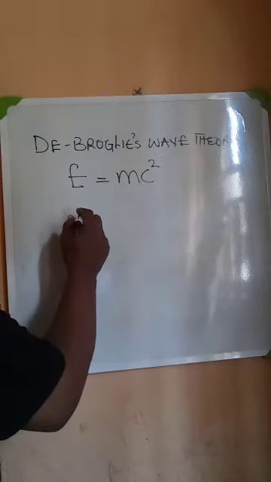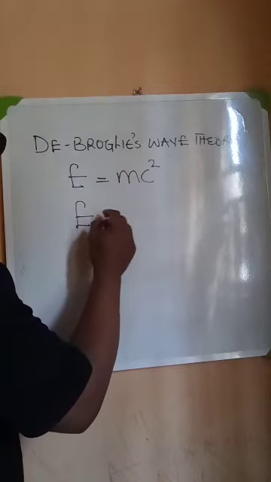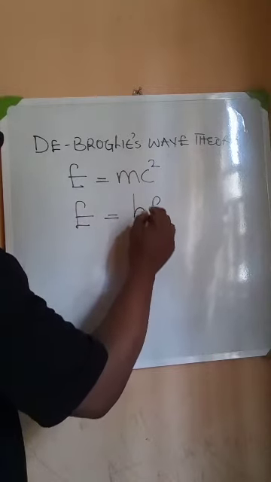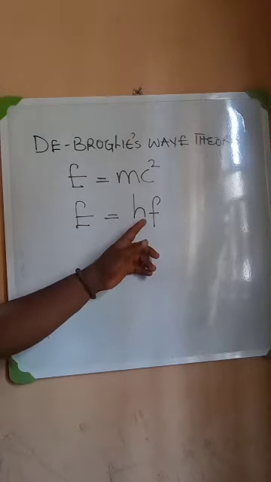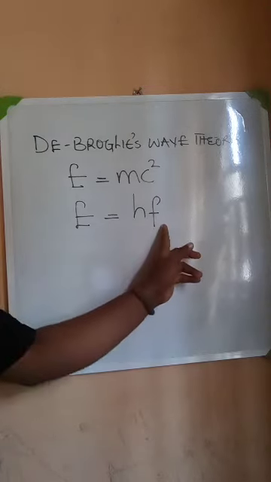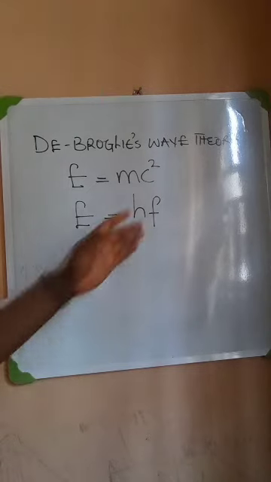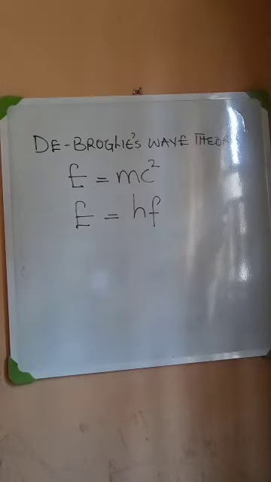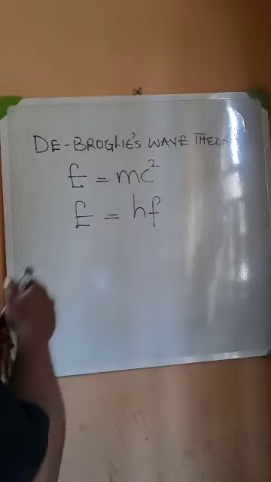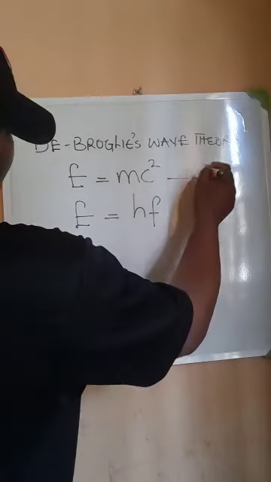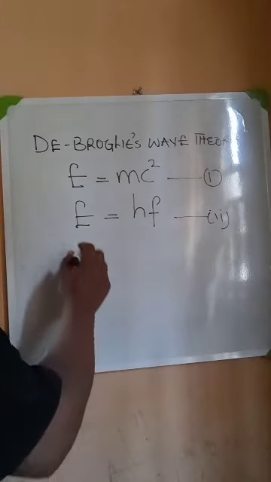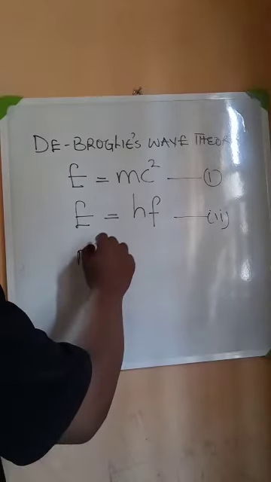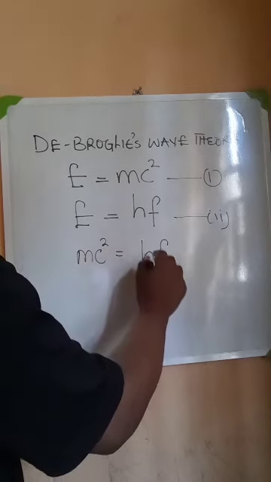Then Max Planck's equation holds that the energy of a photon can also be calculated using hf, where h is called Planck's constant and f is called the frequency of the emitted radiation. Now, if we equate Albert Einstein's equation to Max Planck's equation, that will give us mc squared equals hf.